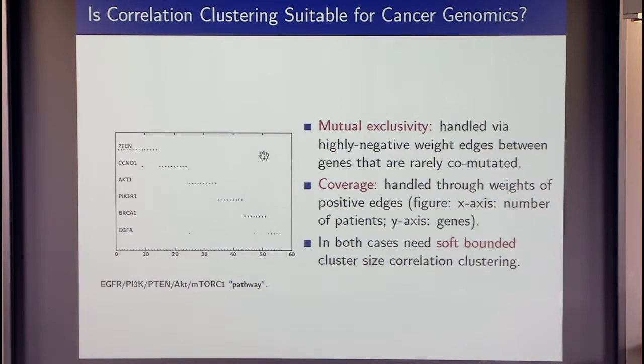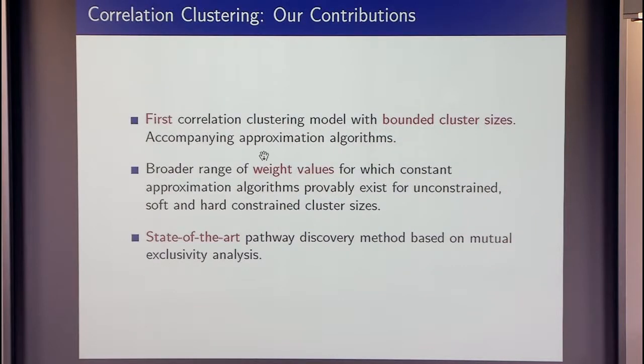And then in both cases, we would need some way to handle bounded cluster sizes, but really what we need is soft bounding, because some clusters can be large as long as there are not too many mutations in those clusters. So how do we do this?